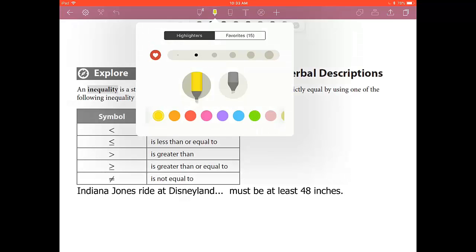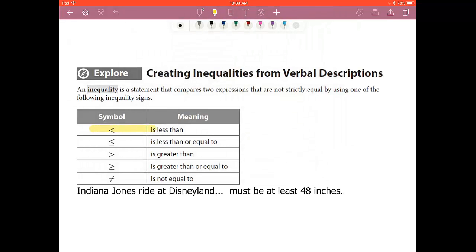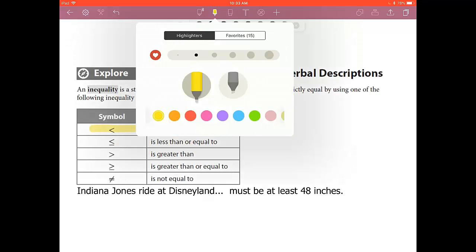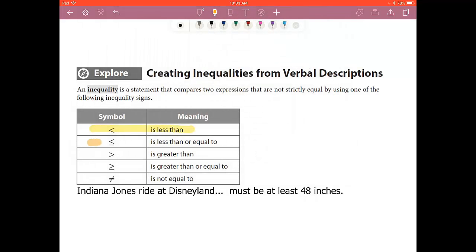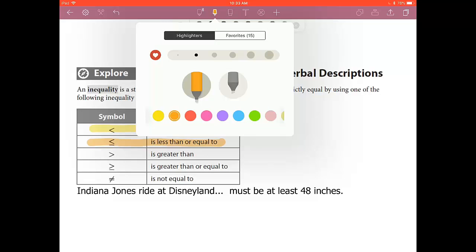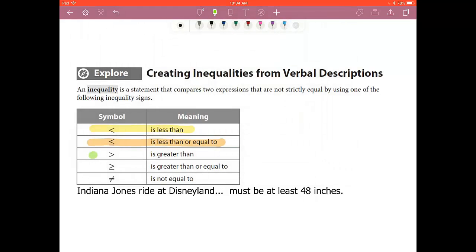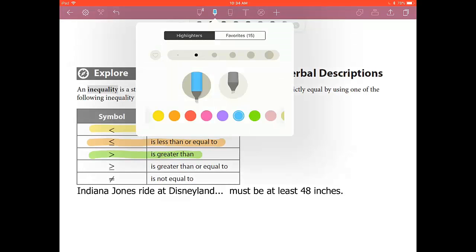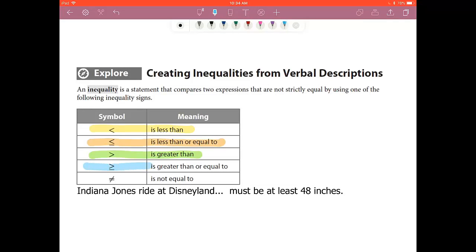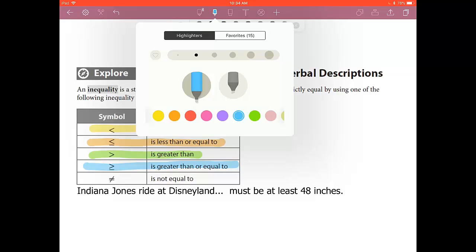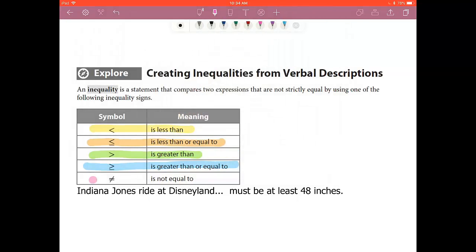following symbols. We have our less than symbol. We have less than or equal to. We have greater than. Greater than or equal to. And then we have not equal.